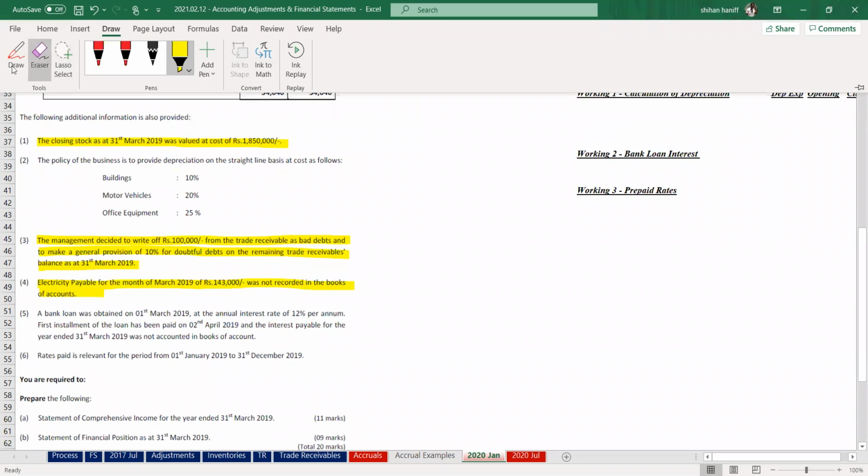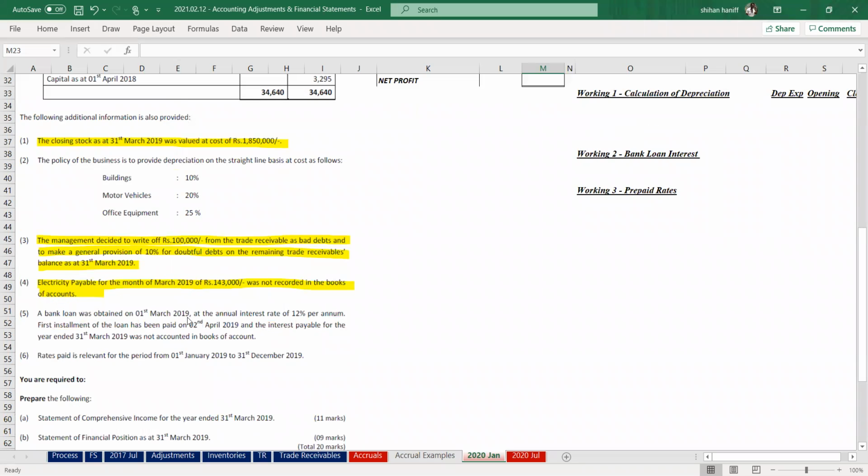bank loan. Bank loan adjustment, normally they give like this. Bank loan was obtained on 1st of March 2019 at the annual interest rate of 12% per annum. Year end is 31st March. So this was obtained on 1st of March. So the bank loan is available only for 3 months. That means we have to pay interest only for 3 months, not for the full year.